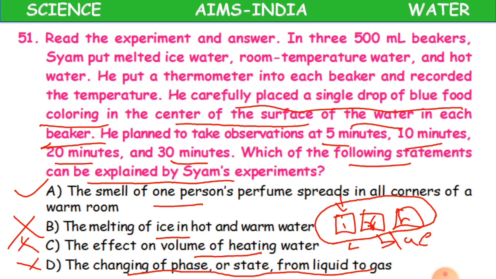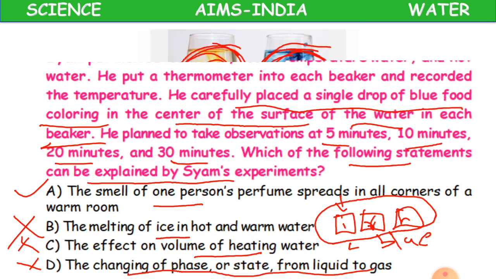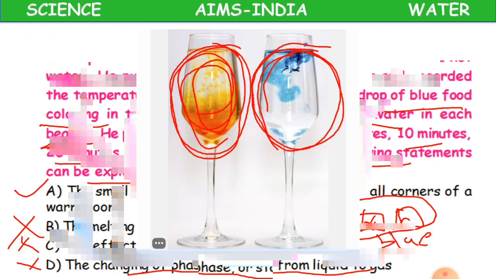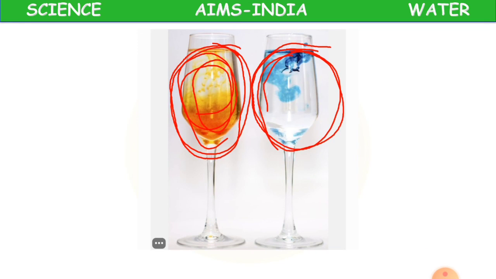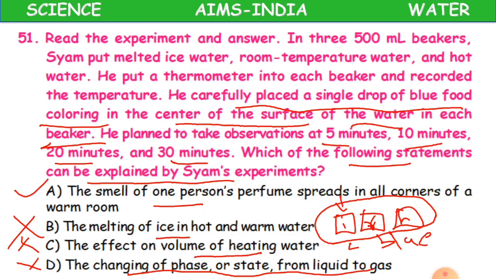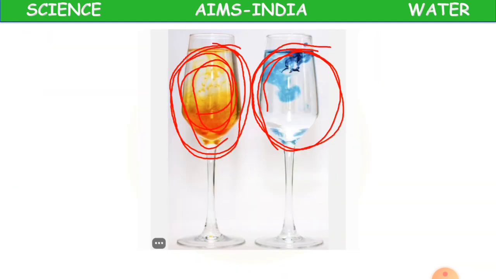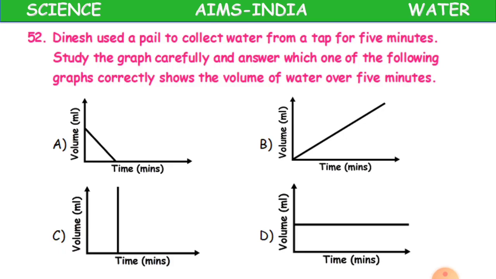So by this we can say that the smell of one person's perfume spreads in all corners of a warm room. Okay children, so when you do it in hot water and also in ice, if you pour any color, it is not going to move very immediately. It takes some time. But in ice, it doesn't change, it remains the same only. In hot water it takes some time, but in warm water it immediately spreads. So same like that, our perfume also spreads in all the corners of a warm conditioned room. Clear children?